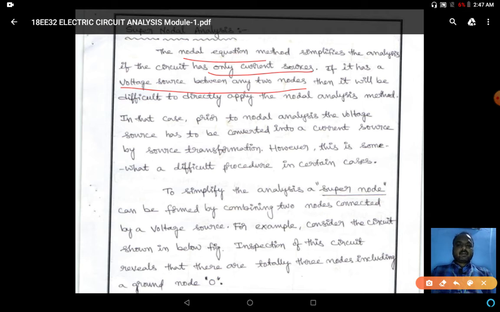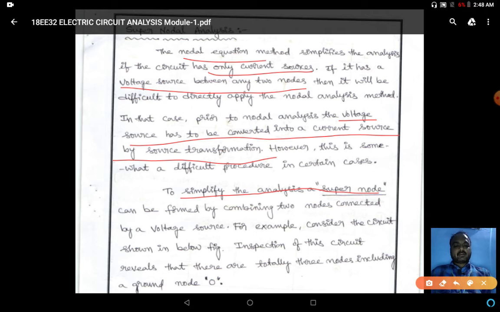In such a case, the voltage source has to be converted into a current source by the source transformation technique. Suppose the voltage source cannot be converted into a current source, then in certain cases we have to simplify by using a super node. A super node can be formed by combining the two nodes connected by a voltage source. For example, consider the circuit shown in the figure below.